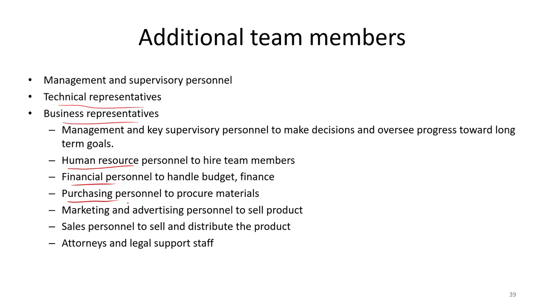Also, purchasing becomes more important. If you need to purchase large amounts of raw materials and components, you need to have purchasing personnel to help manage purchasing of all the materials you need. Also, marketing, advertising, and sales are needed to sell the product. And you also need attorneys and legal staff. So lots of people will become involved with your project as the engineering design process finishes.